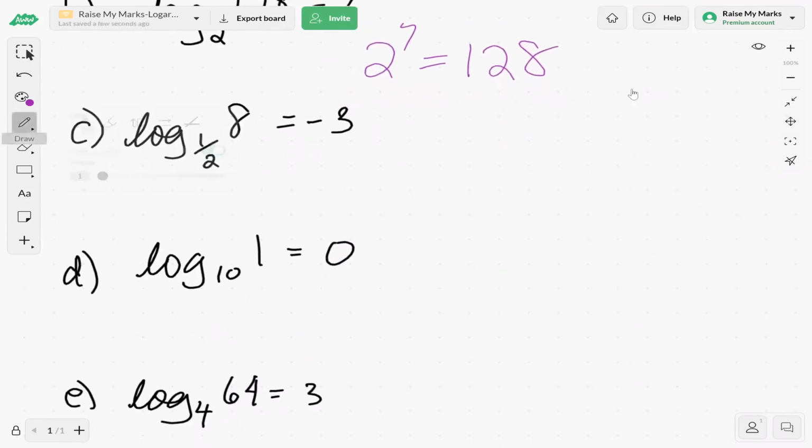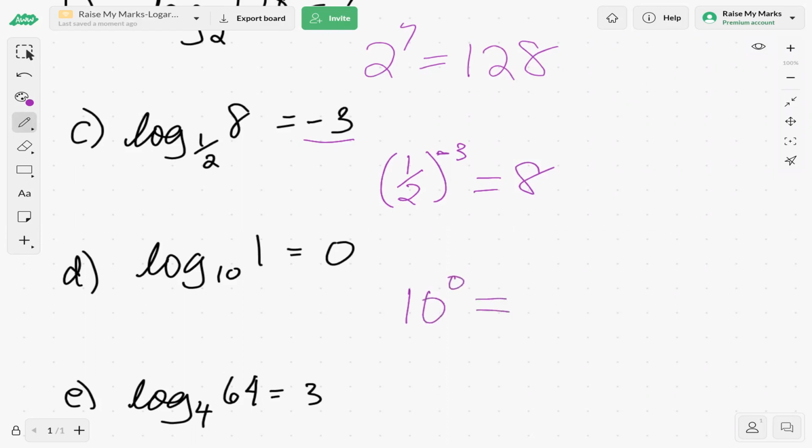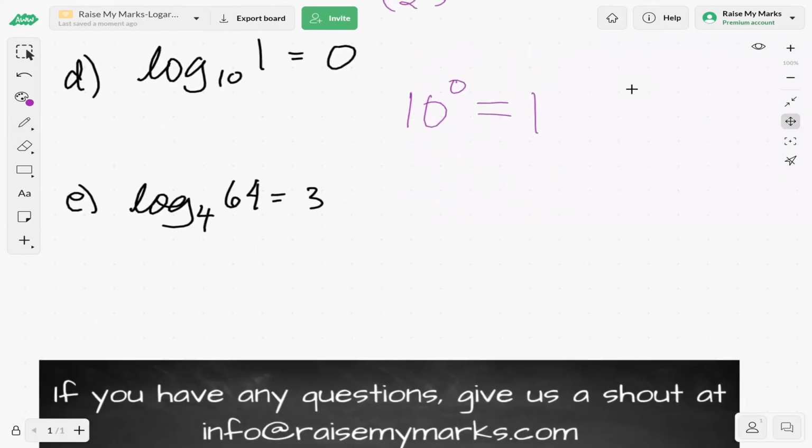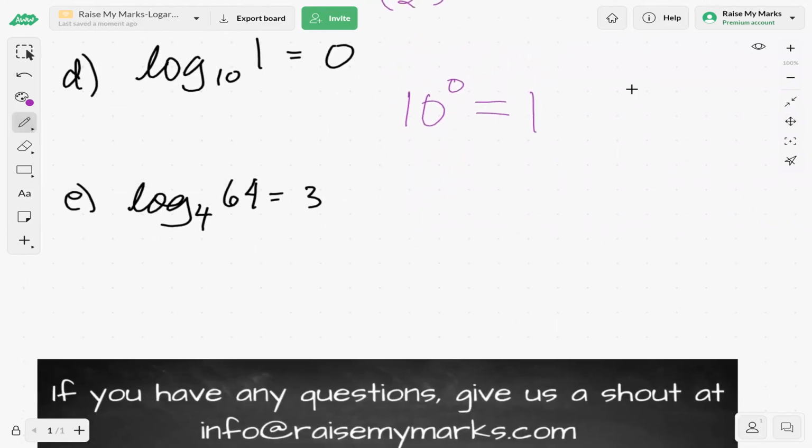All right, next one. Our base is a half. We're going to raise 1/2 to the power negative 1/3, and this gives us a value of 8. Next one, our base is 10. We're going to raise 10 to the power 0, and this equals 1. So anything raised to the power 0 is 1. That's a check. And finally, our base is 4. We're going to raise 4 to the power 3, and this equals 64.